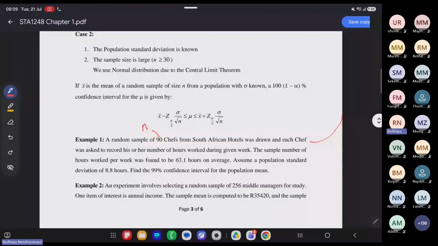A random sample of the number of hours worked per week was found to be 61 on average. So this will be x bar, that's the mean. Assume a population standard deviation of that. That will be sigma. Then that answers the question: is the population standard deviation given or not? You see, it is given.